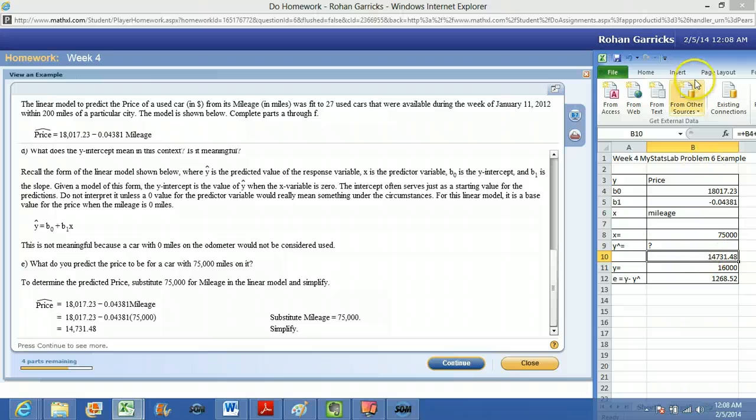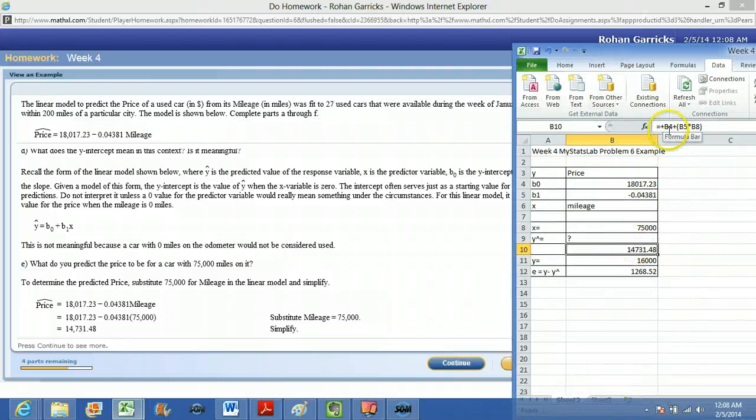Now that's going to be dictated by this equation, which I have captured here. So what this is calculating is B4, which is my 18,000 plus value, and then you're adding that to the product of minus 0.04381, which is in cell B5, and your mileage for your independent variable, which is the miles, and then it calculates the dependent variable, and it's given a value of 14,731.48.